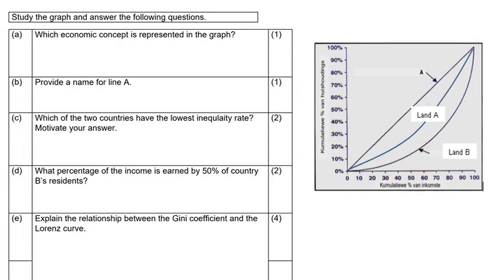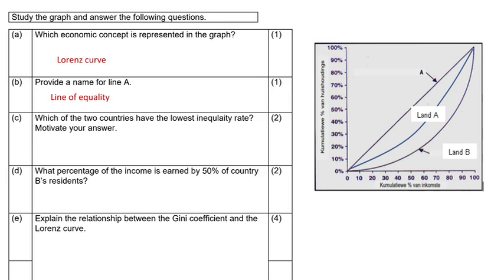Study the graph and answer the following questions. And there we've got the graph, and by now you should know the name of the graph that you are looking at. So the question here is, which economic concept is represented in the graph? And you should know that it is the Lorenz curve. Provide a name for line A. I don't know if you can see here, but that says A there. And this is, what did we say? This was the line of equality, right? That is known as the line of equality.